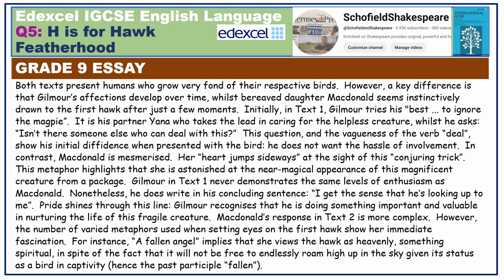Both texts present humans who grow very fond of their respective birds. However, a key difference is that Gilmore's affections develop over time, whilst bereaved daughter MacDonald seems instinctively drawn to the first hawk after just a few moments. Initially in text 1, Gilmore tries his best to ignore the magpie. It is his partner Yana who takes the lead in caring for the helpless creature, whilst he asks, "Is there someone else who can deal with this?" This question and the vagueness of the verb deal show his initial diffidence when presented with the bird. He does not want the hassle of involvement.